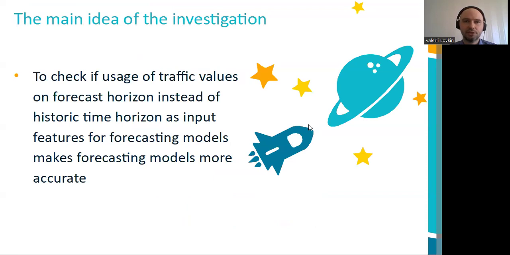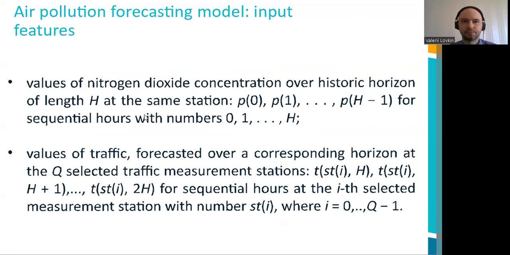The investigation is an attempt to use values of traffic on forecast horizon instead of historic time horizon as input features for forecasting models. It is necessary to check if it makes forecasting models more accurate or not. The approach proposed in my work defines corresponding forecasting model. Forecasting is performed for target hours.